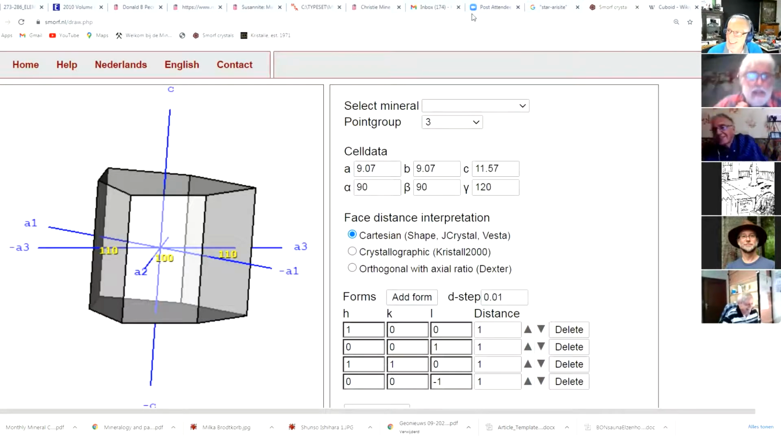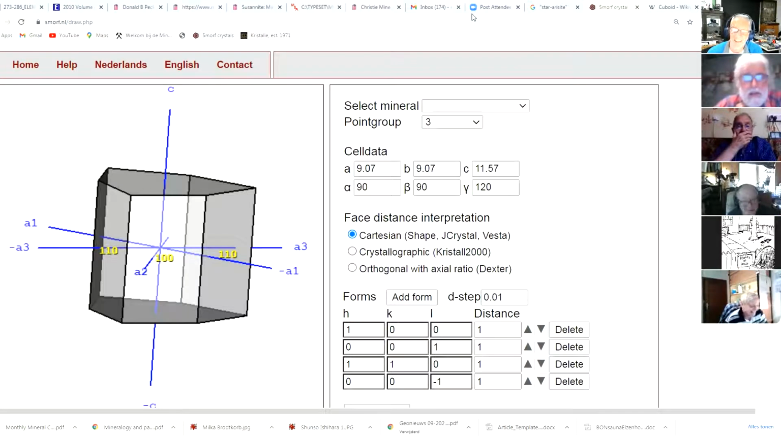Well, it's something that you have to play with a while to get used to it, but it's very handy, especially if you, for example, have a description of what the faces are of a mineral, but you don't have a drawing. With this program, you can quickly make that crystal drawing and see what it looks like in 3D.